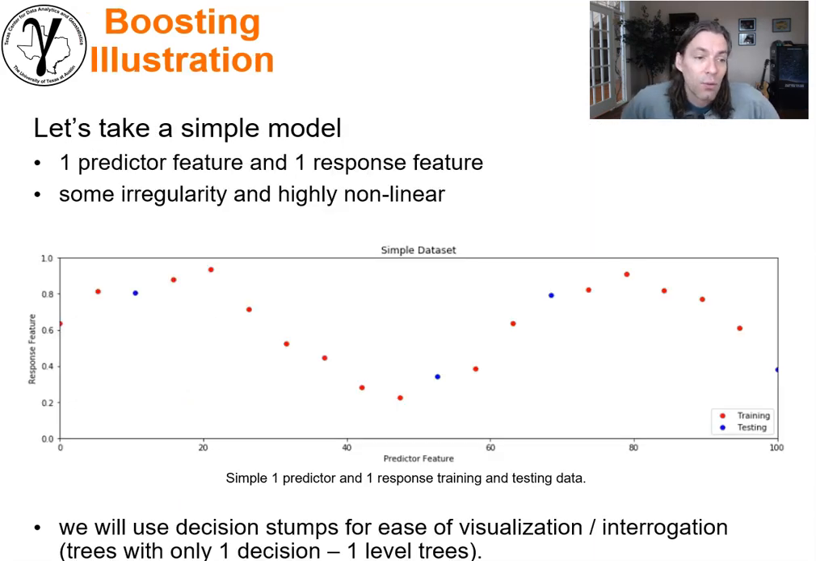Okay, let's give ourselves a really simple model example. I want it to work in one predictor feature and one response feature so we can really visualize what the model's doing. Because this is a little bit complicated, I want to make sure people can catch on to this. So we go ahead, we have our data available to us. It's irregular, it's got some noise in it, it's highly nonlinear. Okay, so let's go ahead and we're going to work with decision trees. But they're only one level of trees. That's called a stump tree. Only one decision at a time.